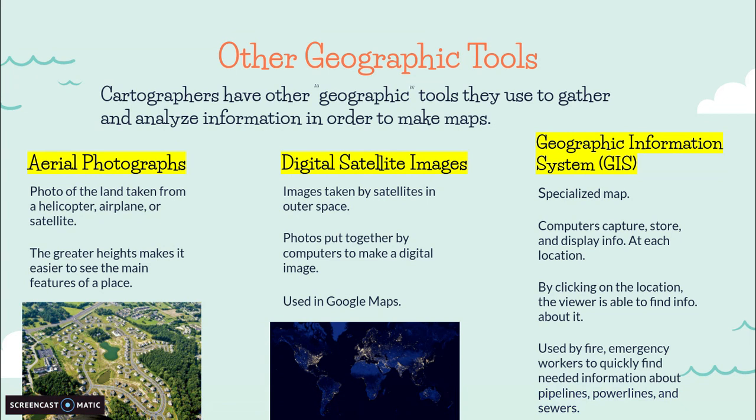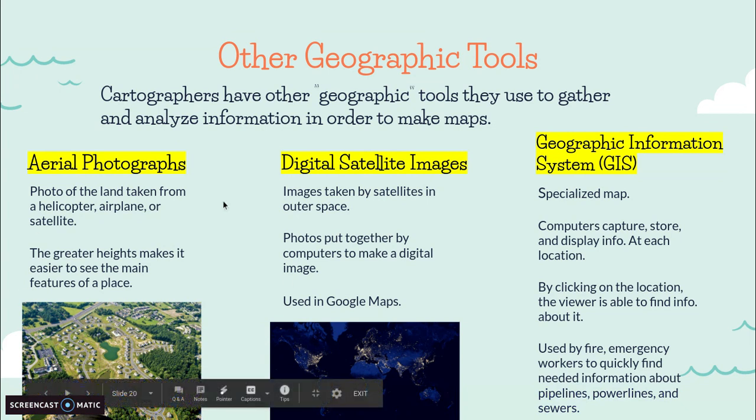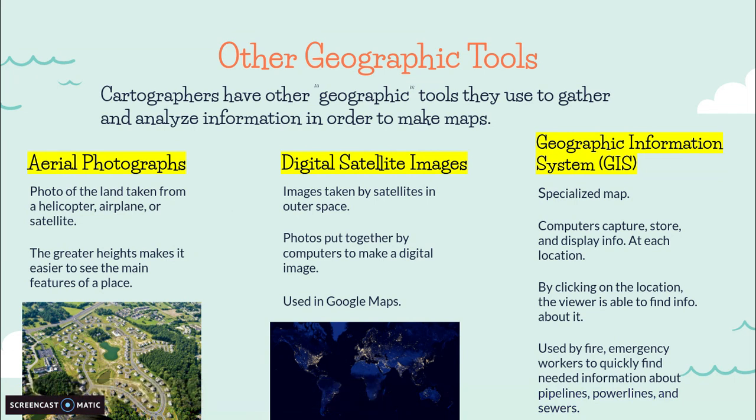If you look at the photo on the screen, from that high in the air, you can see where the trees are located, where the houses are located, where the pond is located, and cartographers use that information to make more accurate maps. Another geographic tool is digital satellite images.